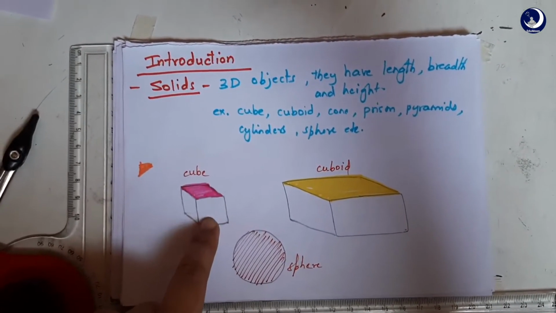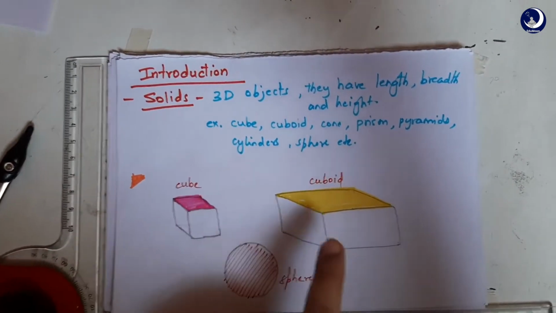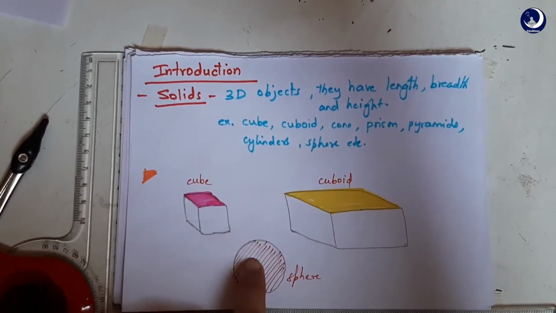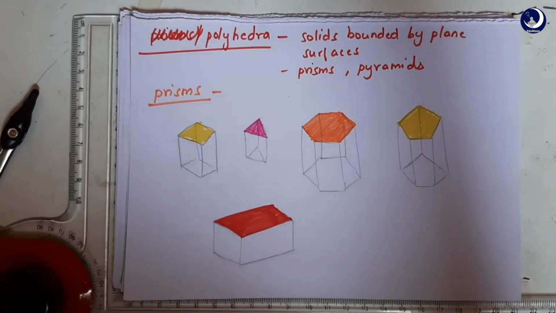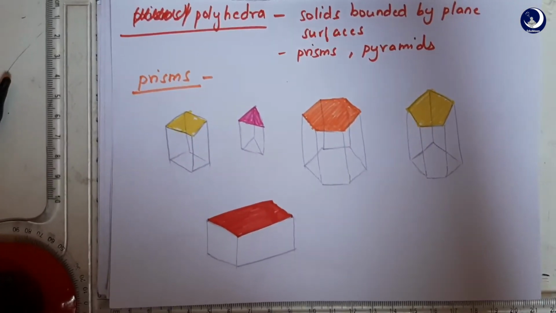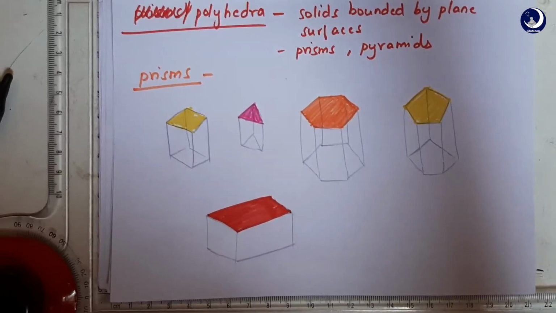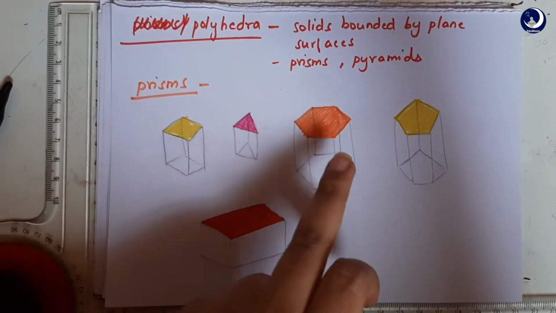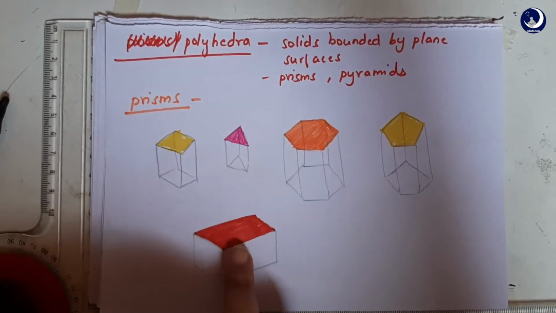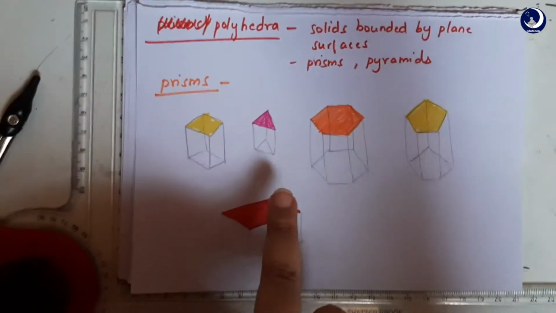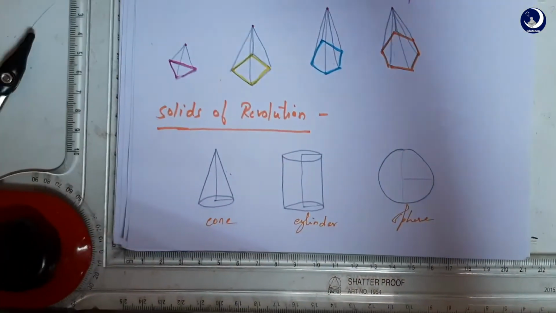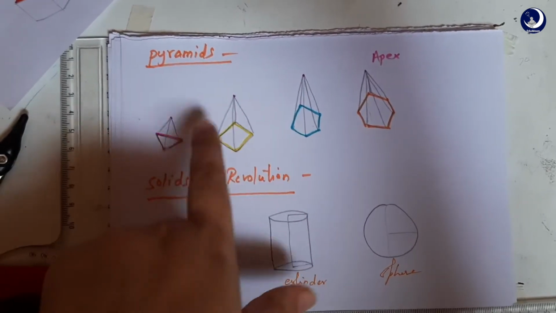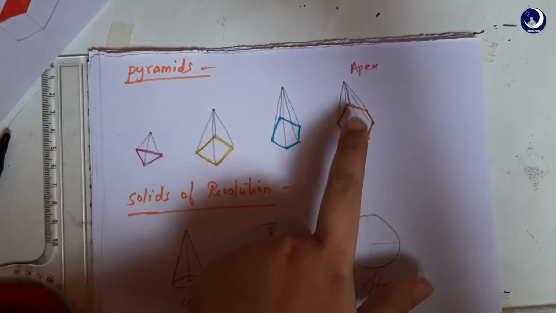So we all know cube, it's the three-dimensional figure of a square. Cuboid, three-dimensional figure of a rectangle. Sphere, 3D for a circle. Next we have polyhedra. Polyhedra is basically solids that are bound by plane surfaces. For example, prisms and pyramids. So prisms, you have a square prism, a triangle prism, a hexagonal prism, a pentagonal prism, and a rectangular prism. So these are the different prisms. Next we have pyramids. Same, triangular pyramid, square pyramid, pentagonal pyramid, and hexagonal pyramid.